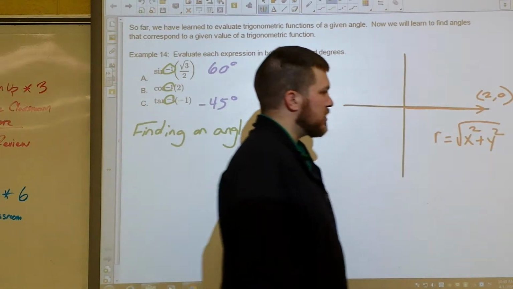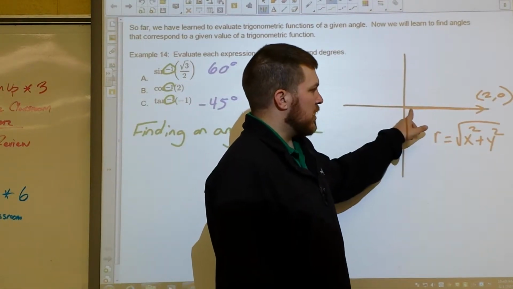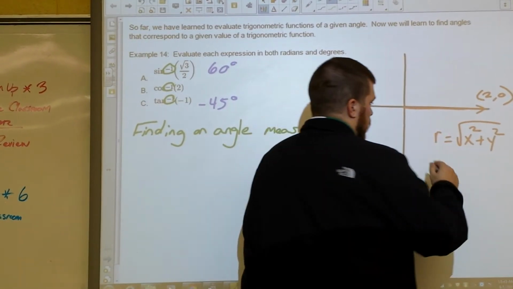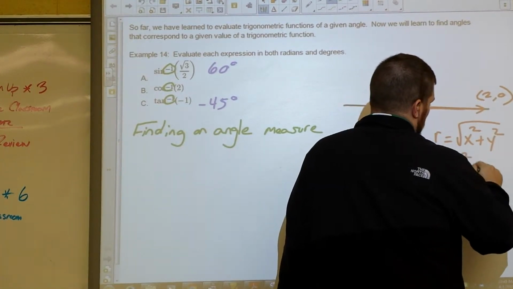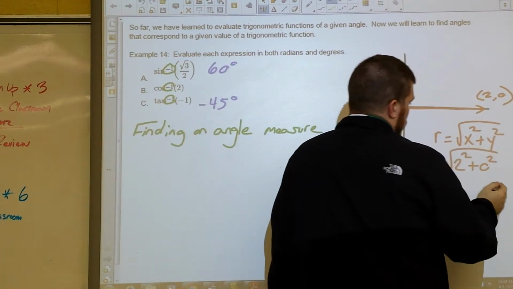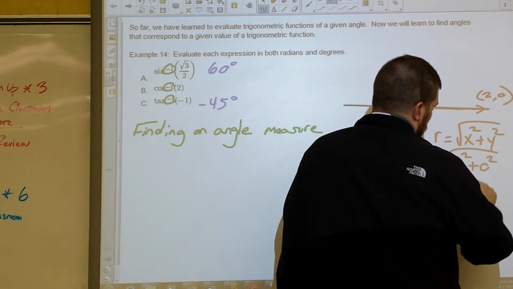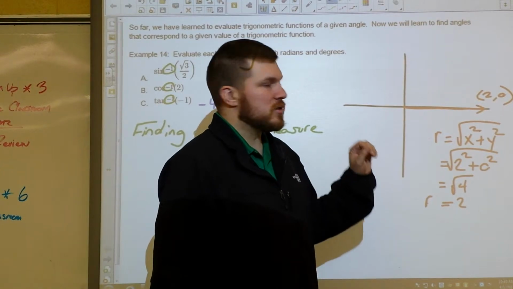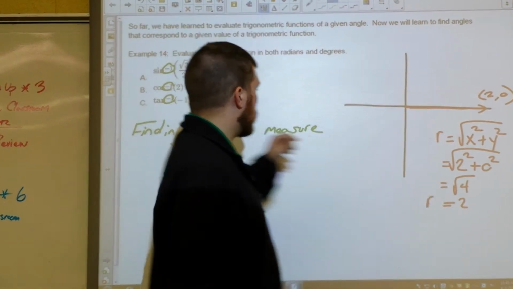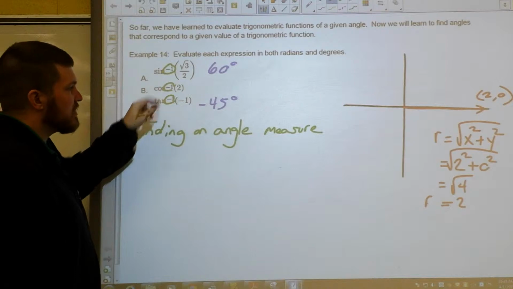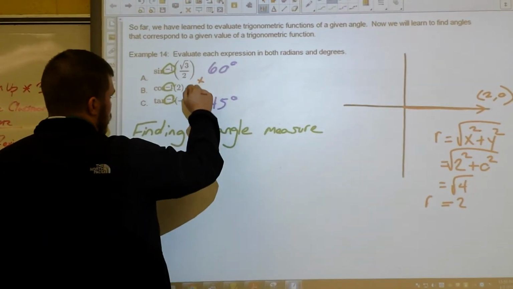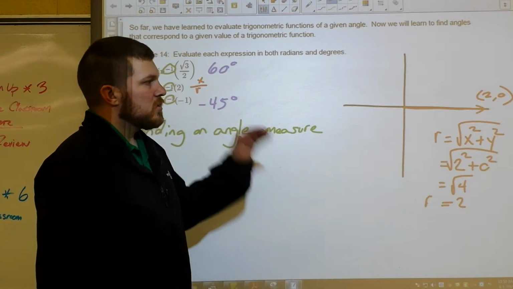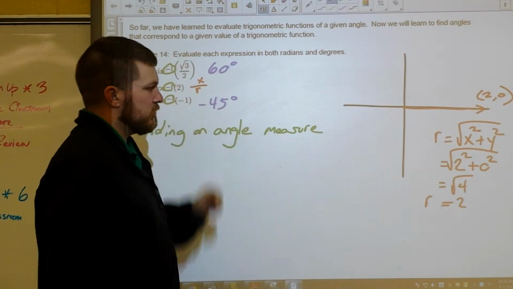Well, the only thing that's going to work, because I always start off on the positive x-axis, so that's how I knew 2, 0. I want to plug in 2 squared plus 0 squared and the square root of that. So I have the square root of 4, which is 2, so my radius is 2. That's the only point that's going to work, that's going to fit. Because cosine, remember, is x over your radius. X over your radius, and that's the only thing that's going to work. So my radius has to be 2.